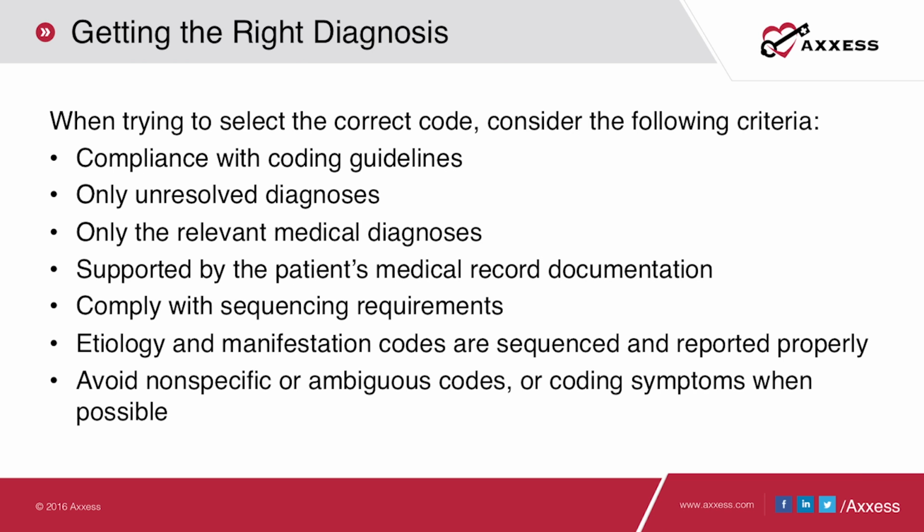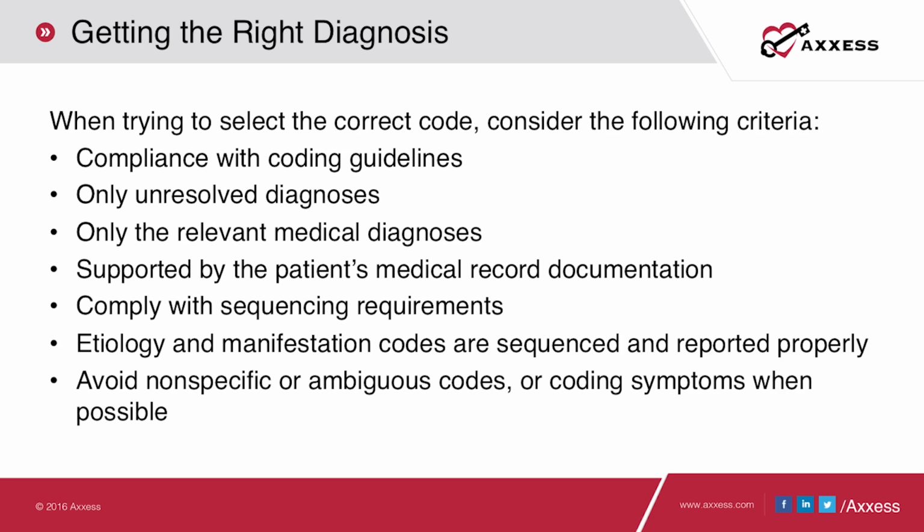Okay, let's move on. Getting the right diagnosis. Now, when you're trying to select the correct diagnosis code or the correct diagnosis, we need to consider the following criteria. That code must be compliant with coding guidelines. We are to code only unresolved diagnoses. We are to code only the relevant medical diagnoses. All the diagnoses we choose should be supported by the patient's medical record documentation.